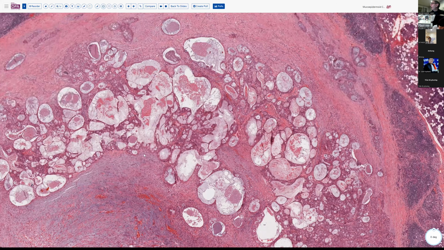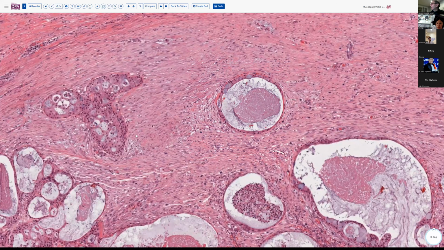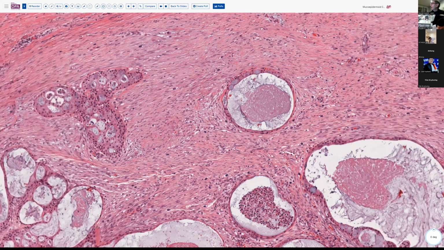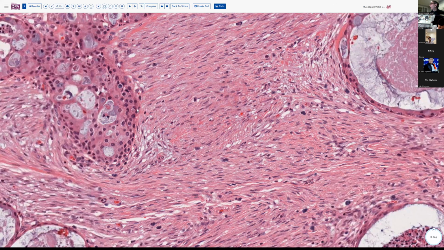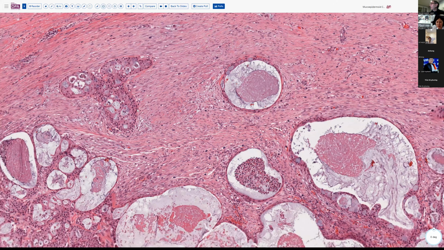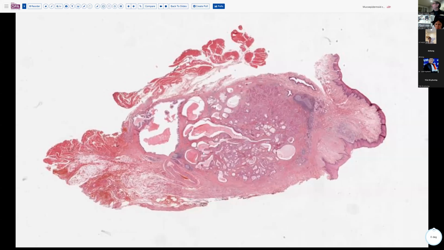So more of a mucoid-prominent carcinoma, and maybe here's a little bit more squamoid differentiation in some of these areas. So not hard to identify the mucoid component in this case. Sometimes it's the reverse, where the mucoid element is very difficult to identify.